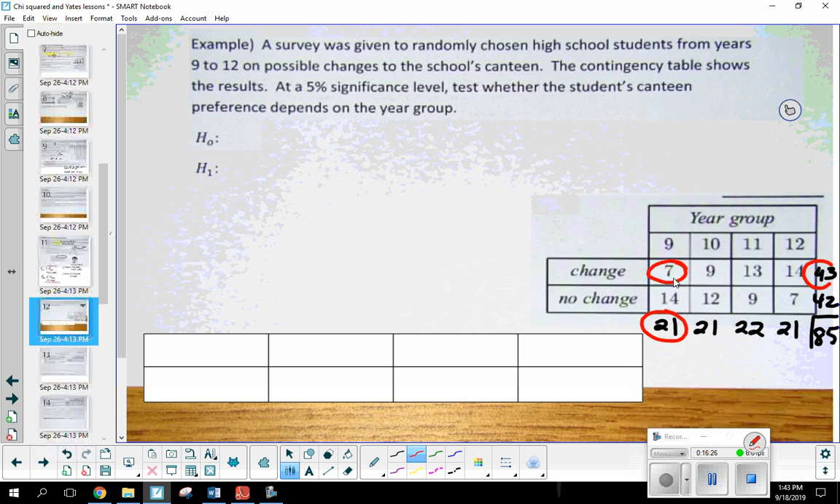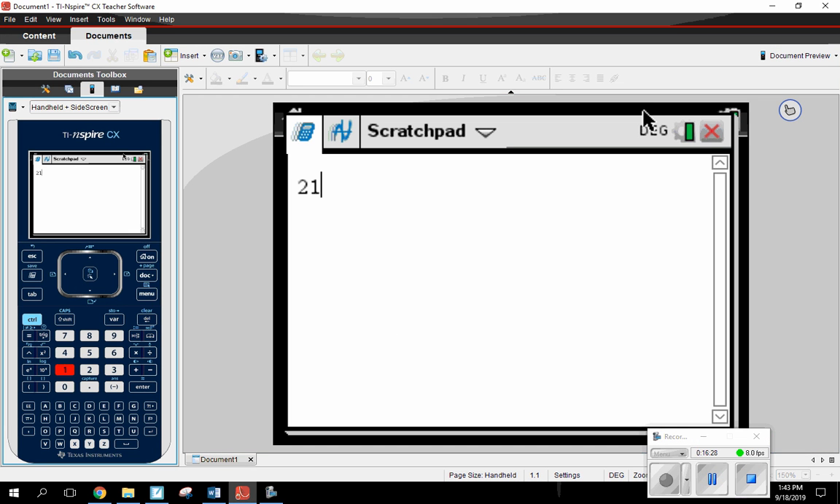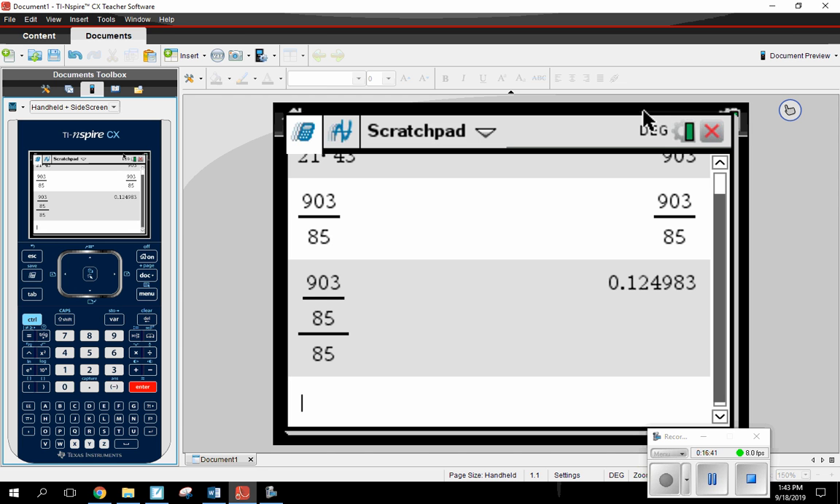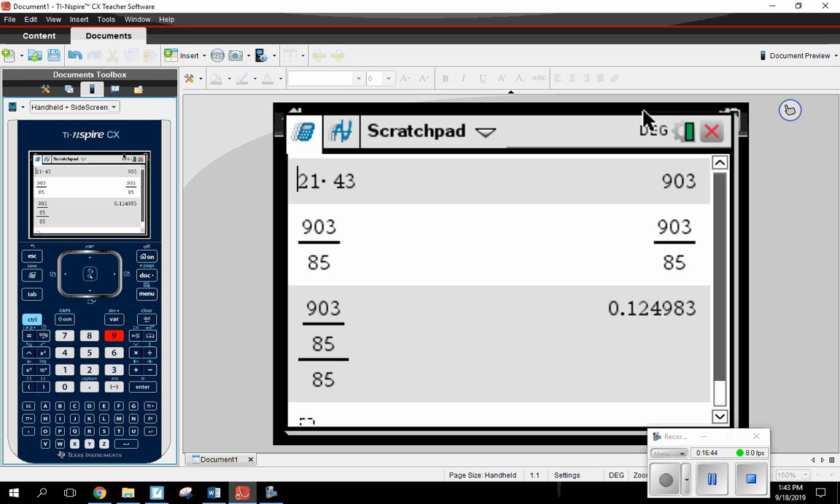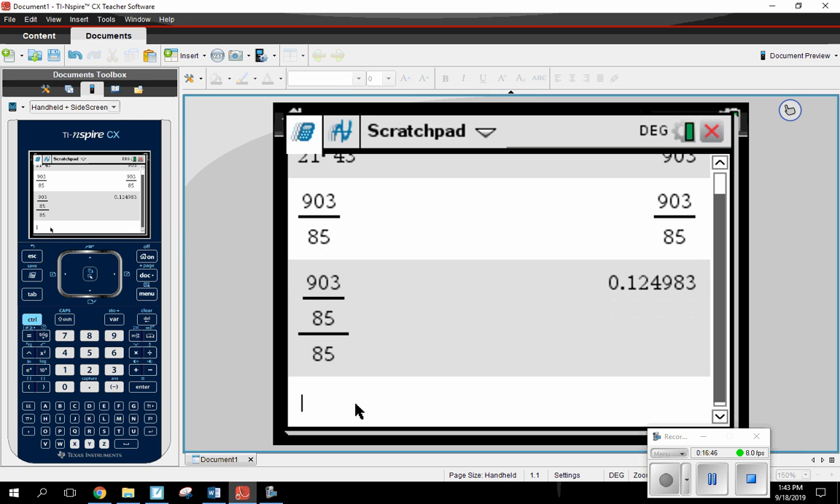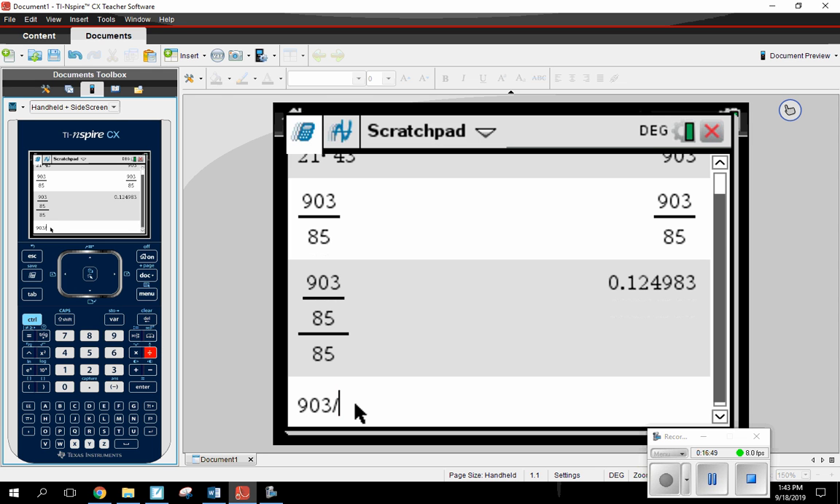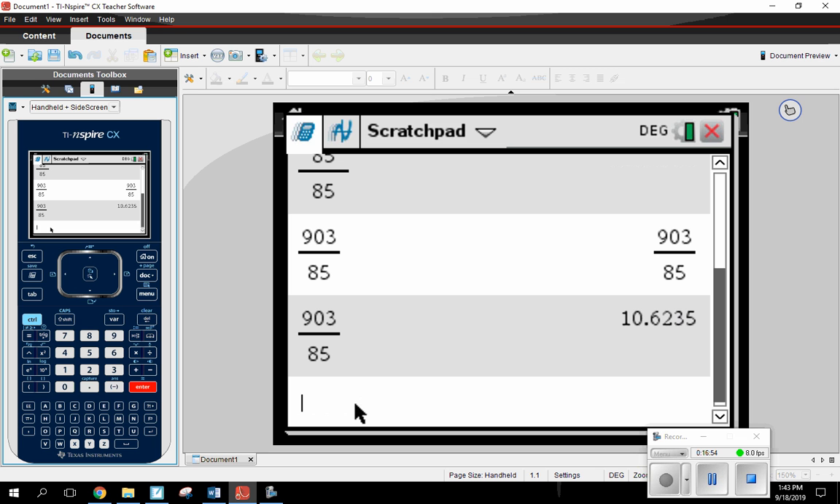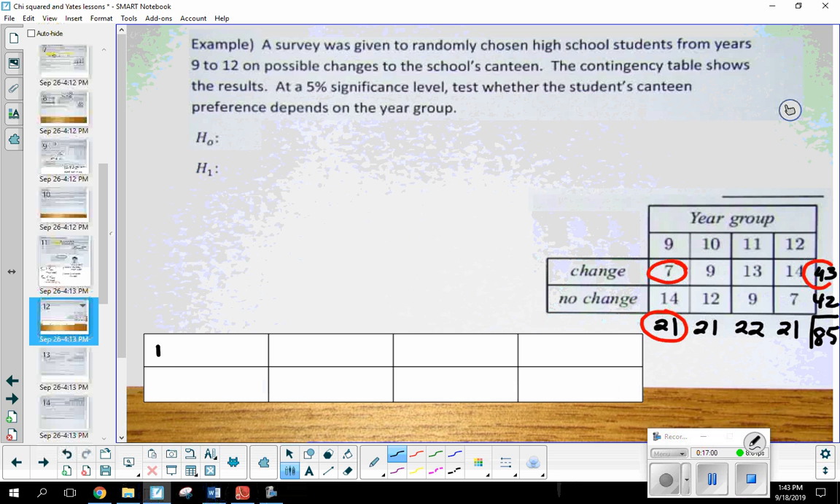So 21 times 43. Let me come on over here. 21 times 43. I'm going to take that value. I'm going to divide it by what? 85. You always divide by the total number of people in the survey or items, whatever it is. Control divide. Okay, keeps doing that. So what was that? 903. 903 divided by 85. Okay. There we go. So about 10.6235. Okay. 10.62. Okay.